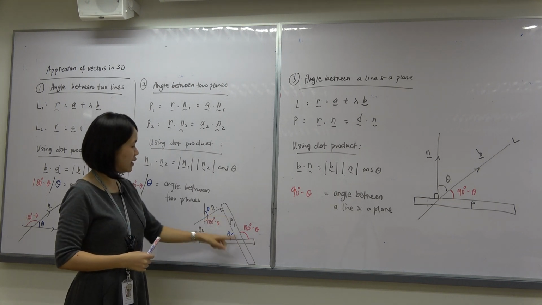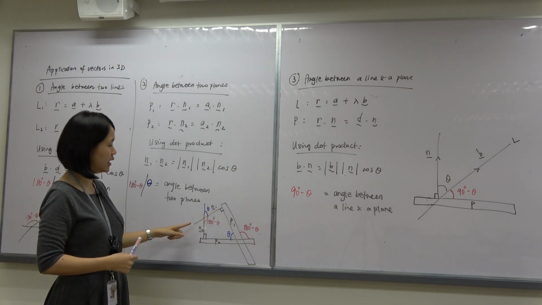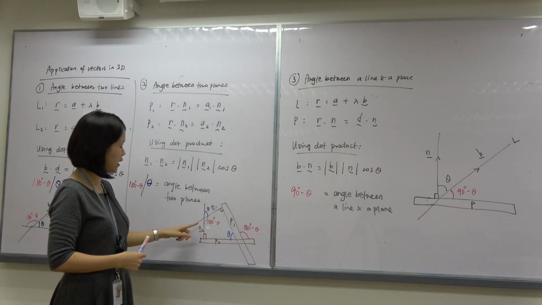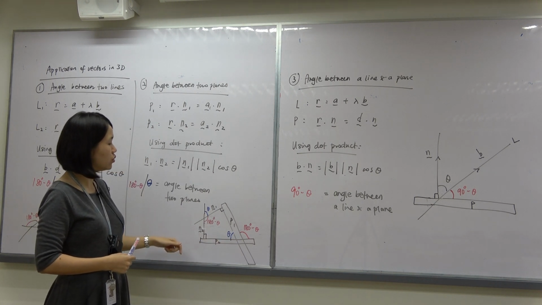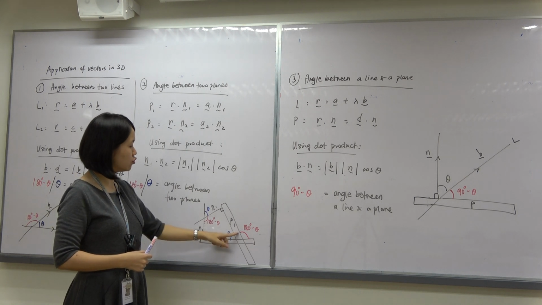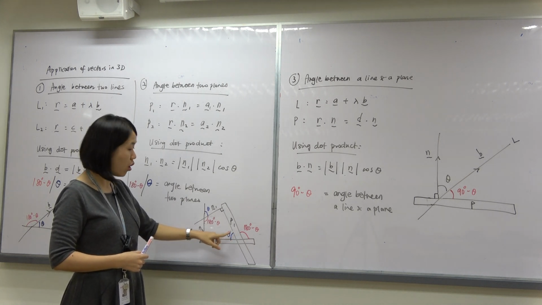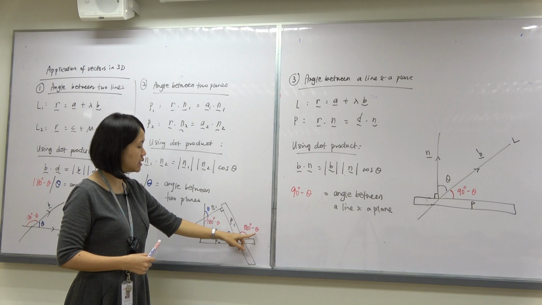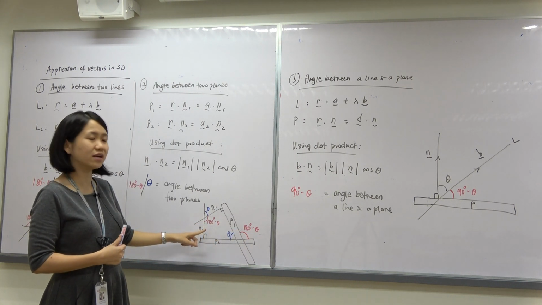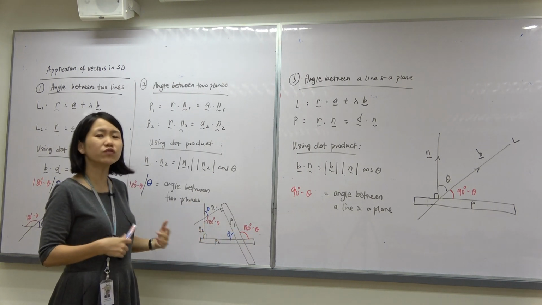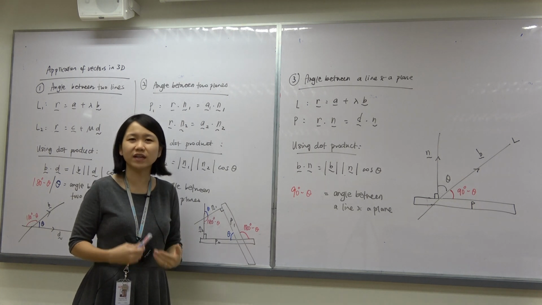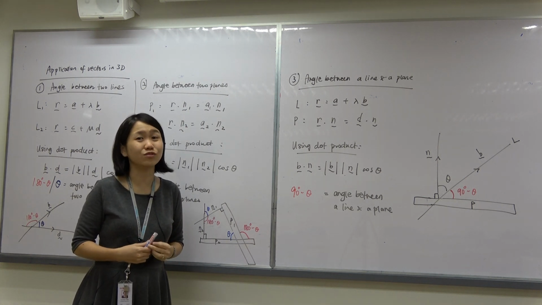Plane 1 has a normal vector of n1, and plane 2 has a normal vector of n2. Do you notice that the angle between the two planes, which is theta or 180 minus theta, is actually equivalent to the angle between the two normals? So to look for angle between two planes, it is simply equivalent to finding angle between the two normals.